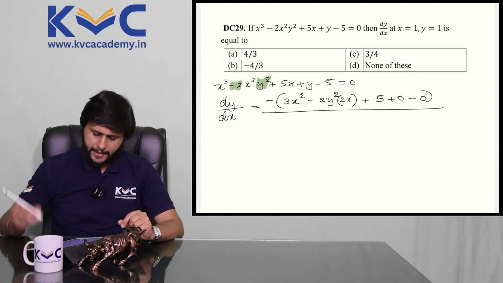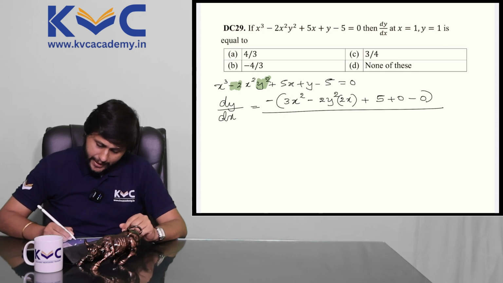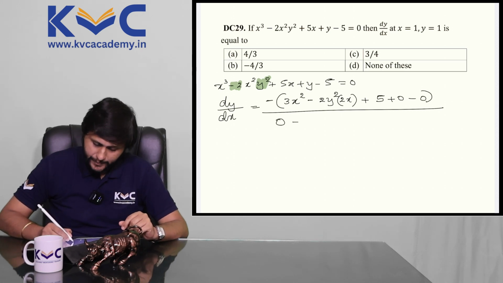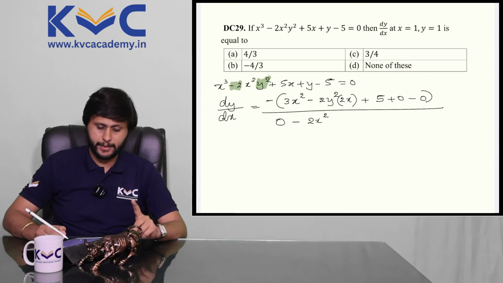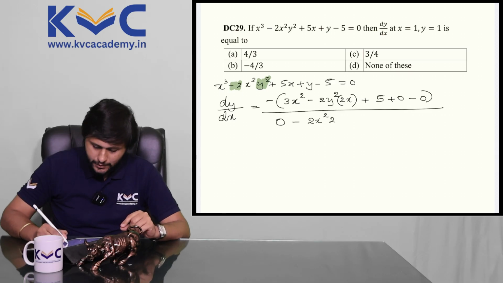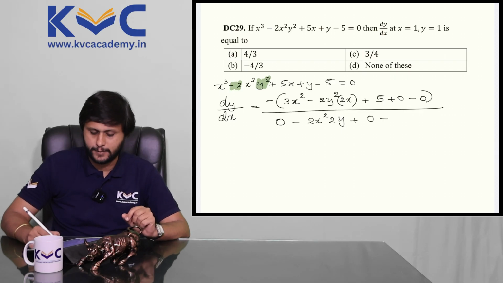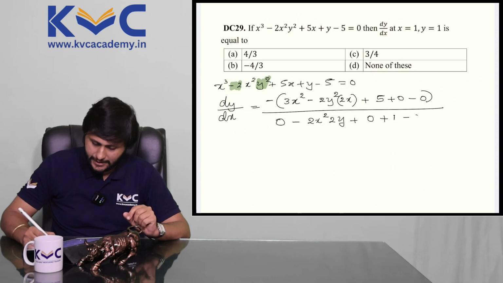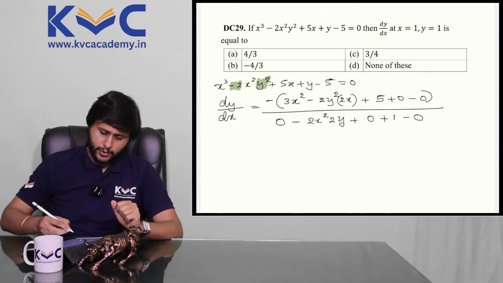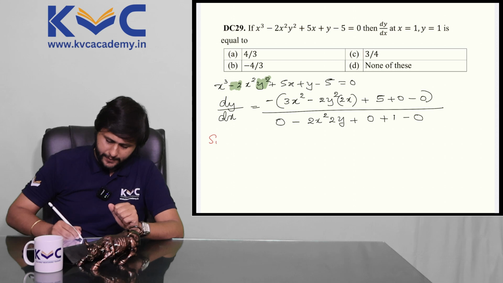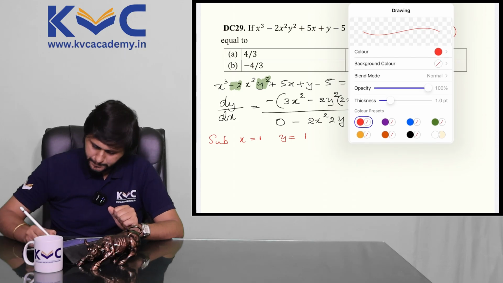All divided by. Now we have to differentiate with respect to y, keeping x as constant. Okay, so x cube, differentiation of x cube will be 0 minus, this time what is constant? 2 is constant, x square is also constant in the denominator. Differentiation of y square is 2y plus differentiation of 5x 0, differentiation of y 1, differentiation of minus 5 0. Done. And when we have to substitute values, there is no point of simplification. So now substituting, like we did in the previous problem, x equal to 1, y equal to 1. It's given over here.